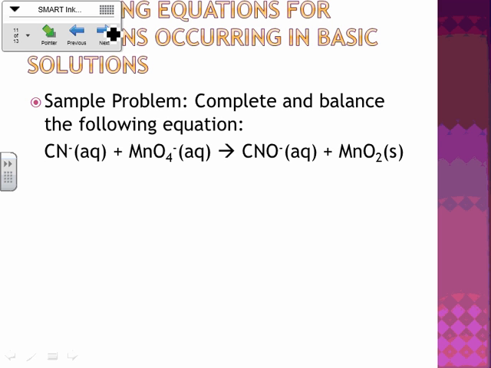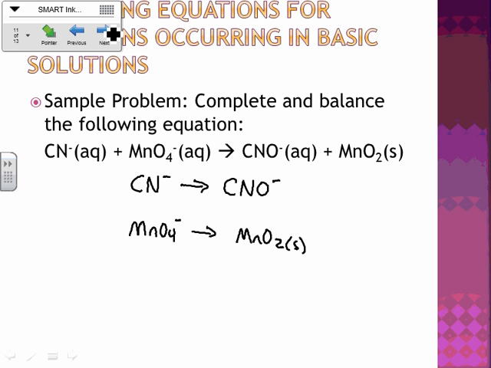All right, can we identify our two half reactions here? CN minus going to CNO minus, right? And then the other half reaction is going to be the MnO4 minus going to MnO2, solid. Okay. So again, we're going to use the exact same process. The only thing that's different is something that we do at the very end. Okay? So the CN minus to CNO minus, what would we need to do to start balancing this one?